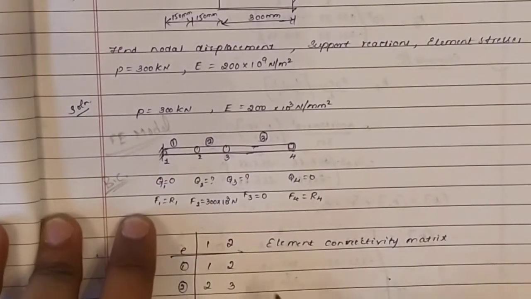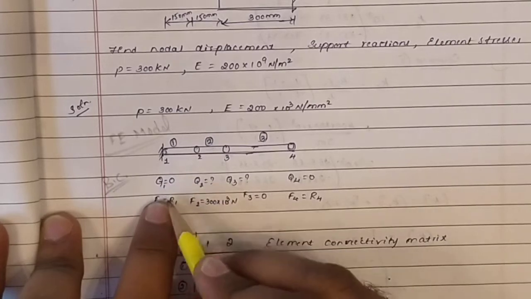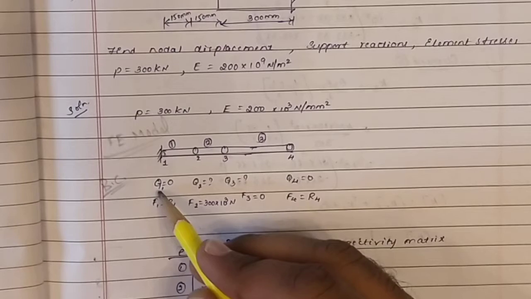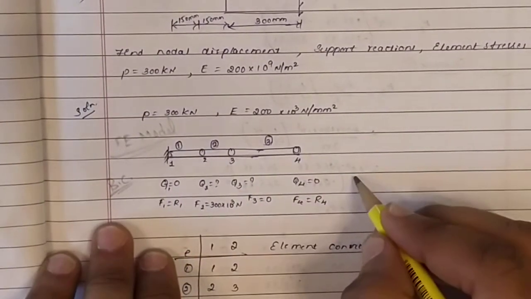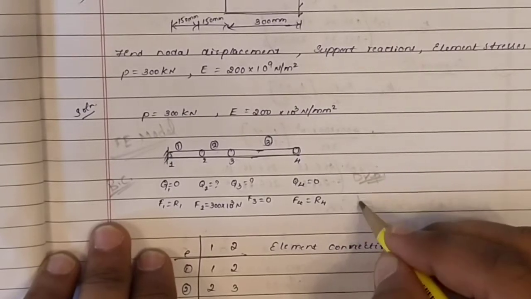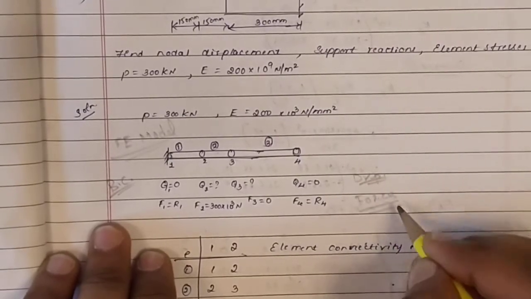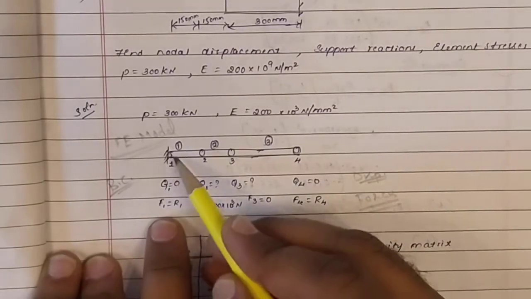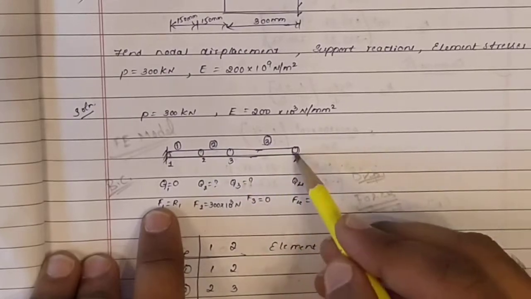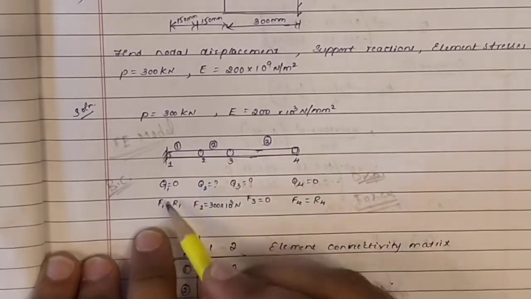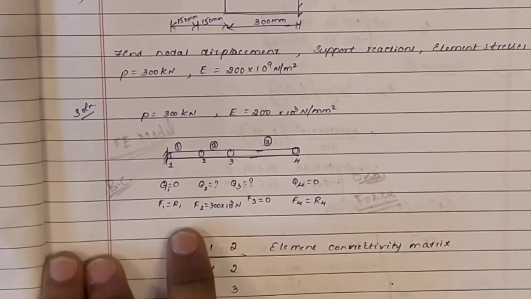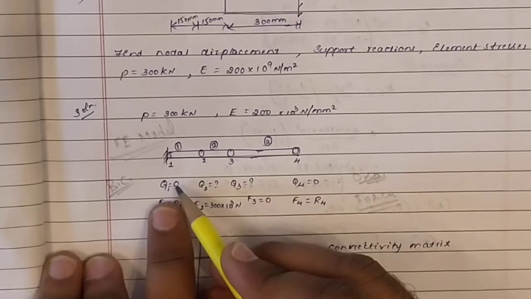Okay, as soon as you write this, write the boundary conditions. First we have displacements and forces. So these are the displacements, the first one, and the second one is the forces. First the displacements, Q1, Q2, Q3, Q4 at 4 nodes. Next the forces, F1, F2, F3, F4, at 4 nodes.